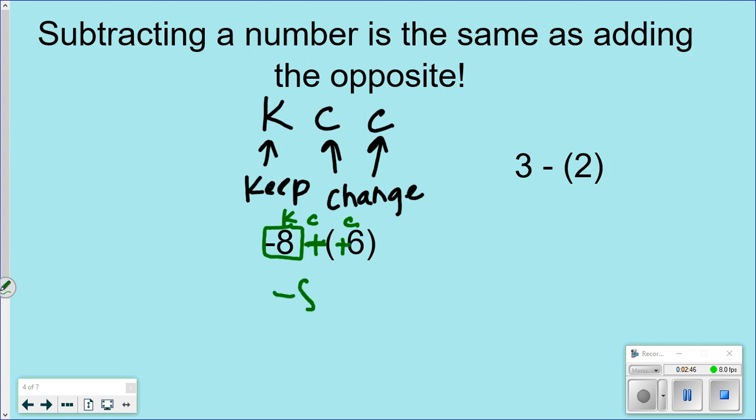Now I'm going to rewrite it so we can see what it looks like. -8 plus 6 would be a -2. So your goal today is to pretty much get everything to addition. And after that, you should be able to go ahead and add just like we did yesterday. So the only thing that's different is we're starting with subtraction, and then you're going to break it down to an addition problem. Let's do a few more.